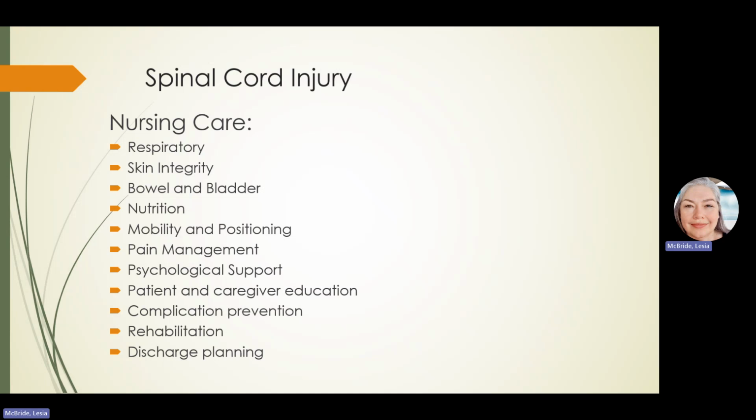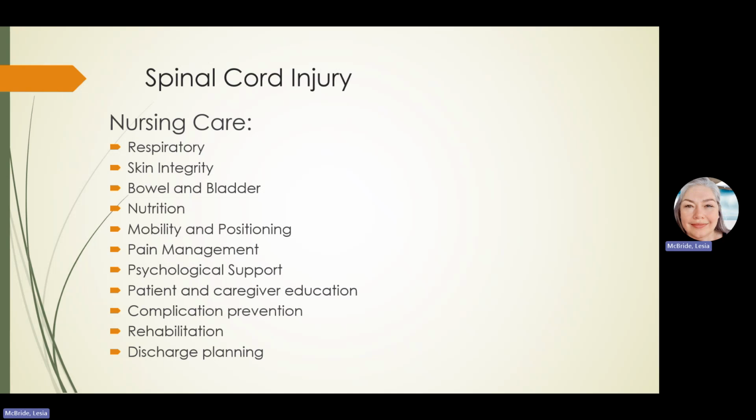Again, it takes nerves impacting the bladder for the bladder to empty. It takes nerves impacting the anus for the anus to be able to work. So they could have bowel or bladder issues. Proper nutrition, again, is always helpful. Hydration, making sure that we watch for swallowing difficulties, especially in high cervical injuries. Assist with range of motion, implement proper positioning to prevent complications and skin breakdown.